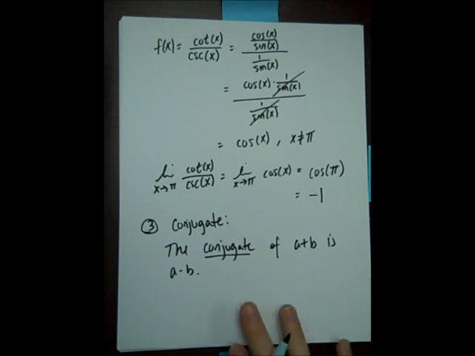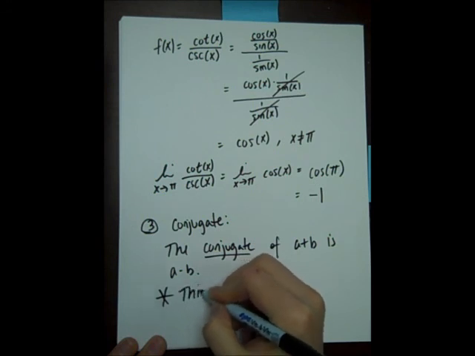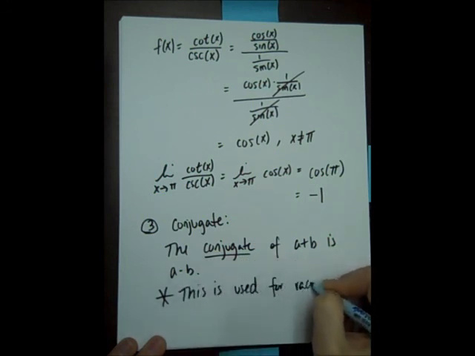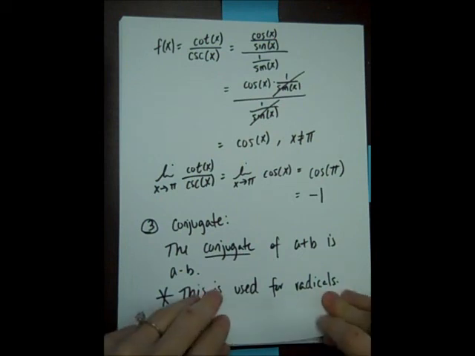Using the conjugate is really good for radicals. So I'll put a star. This is used a lot for radicals. So remember, factoring was used a lot for polynomials, whenever I had 0 over 0. Canceling is usually used for trig. We'll use that a lot for trig. And then the conjugate will be used for radicals.